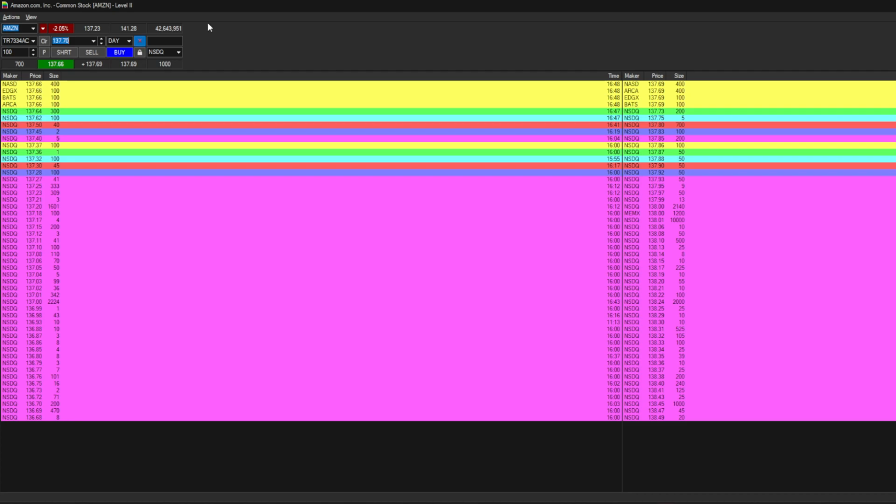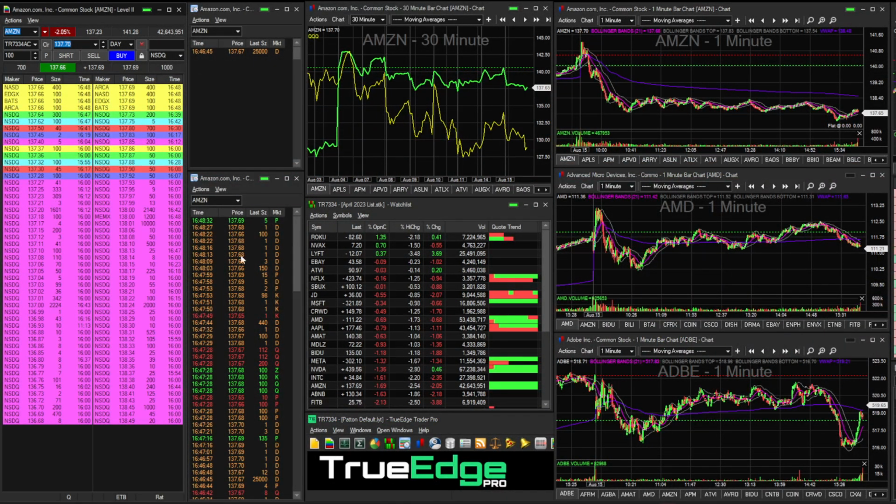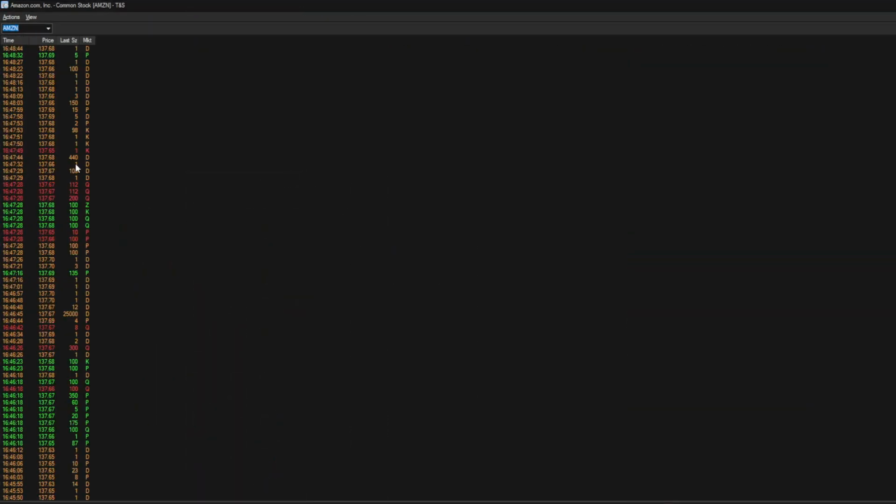Now it's very important to understand this because when we look at the time and sales, you don't always see that every price traded. For example, here we have 137.68 right here, and the price preceding it is 137.66. Notice that 67 is missing because it never traded. Right here we have 137.65 and 137.68. Notice that there are prices in between, namely 137.66 and 137.67. They're missing. A stop loss is never guaranteed to be executed at the exact price that you place it.